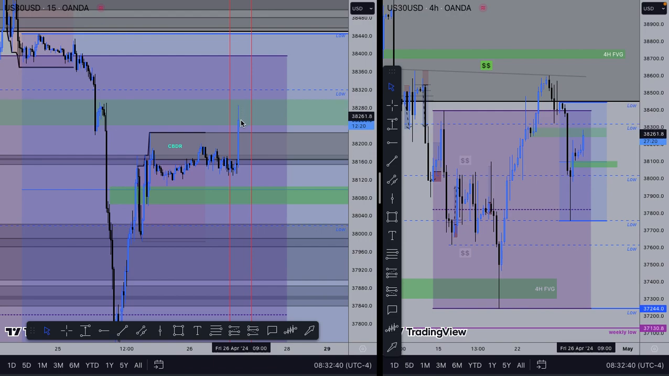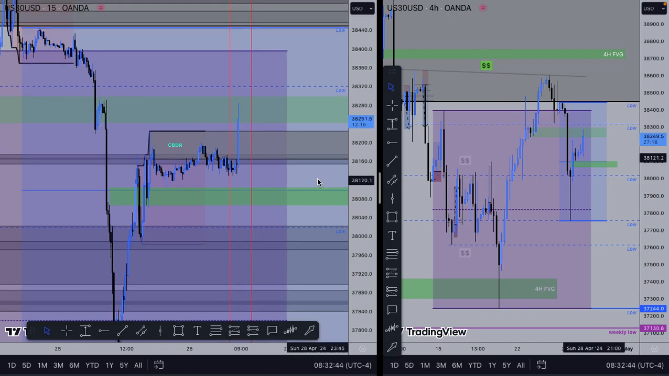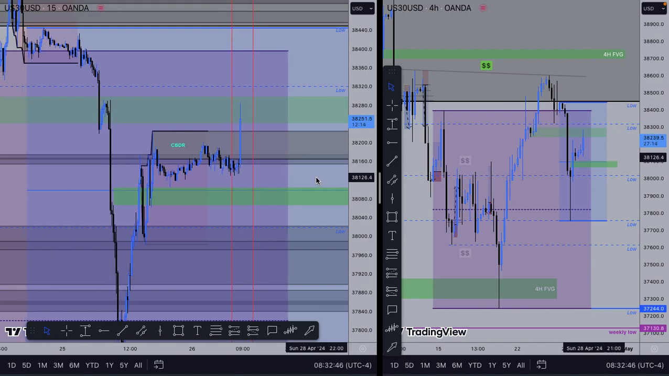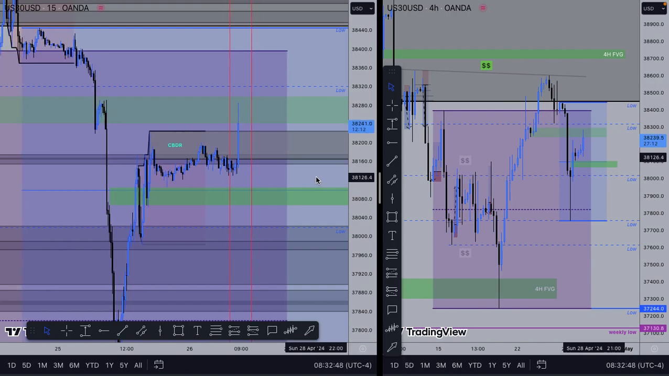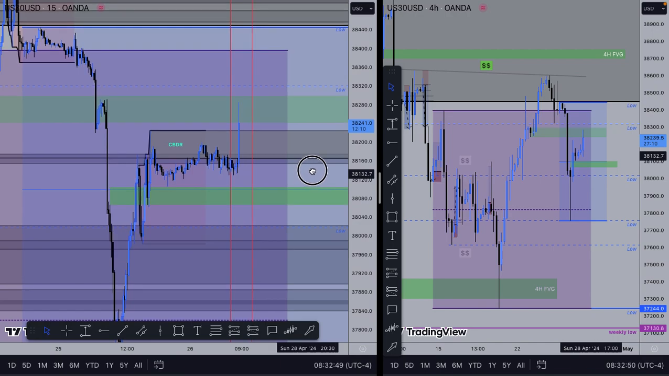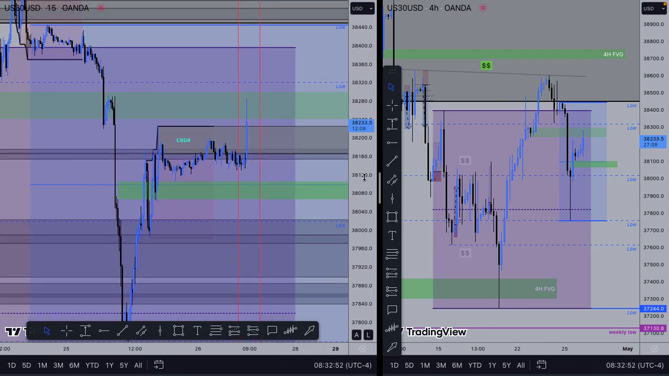So if she stays below this area, let me not say too much. I don't want to go too far past the scope of what I'm trying to show here by saying certain things and get you guys confused.